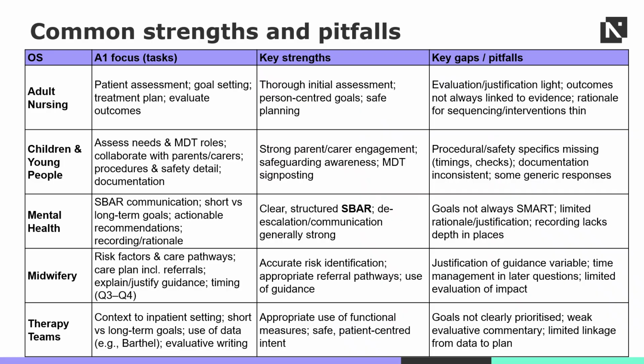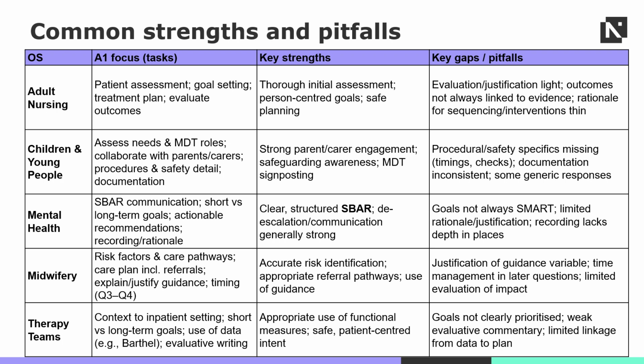So let's look at this in a bit more detail. This table gives the why behind those bars. So adult nursing, the strength is thorough initial assessment and person-centred planning. Amber comes from light evaluation and rationales. We need tighter why this, why now for sequencing and outcomes.